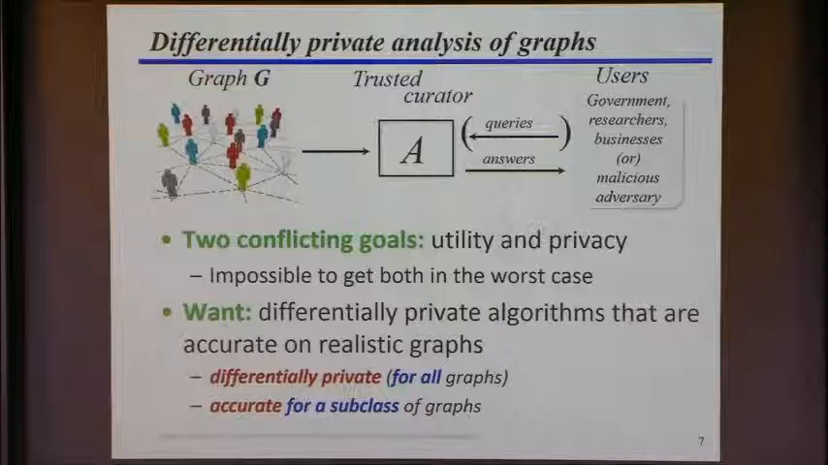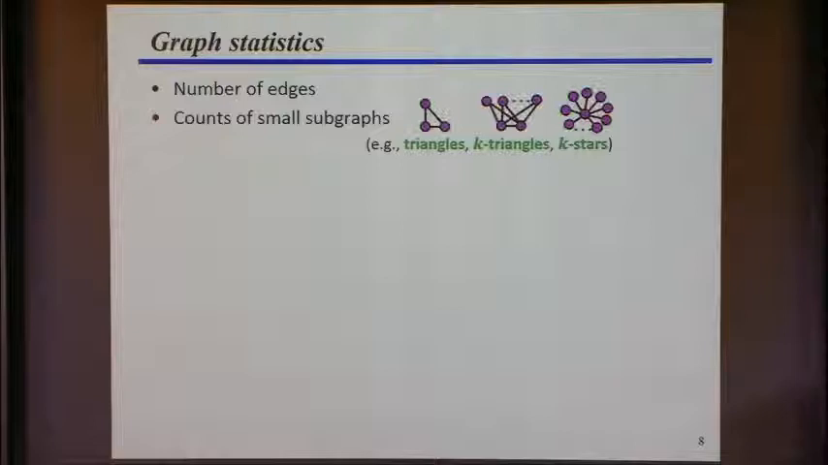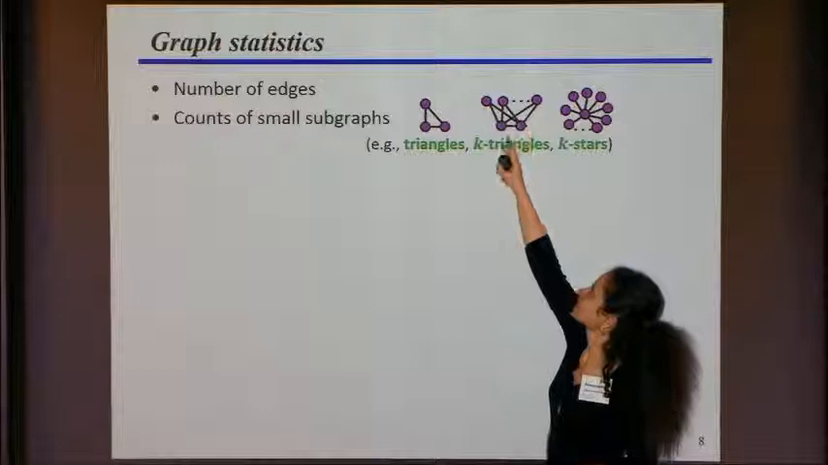What graph statistics are we going to consider? We'll look at simple graph statistics: the number of edges, and counts of small subgraphs. For example, a triangle. A triangle in the graph is a three-clique like this. K-triangles, so it's a bipartite graph. Sorry, no, it's not bipartite. It's an edge connected to a bunch of nodes.